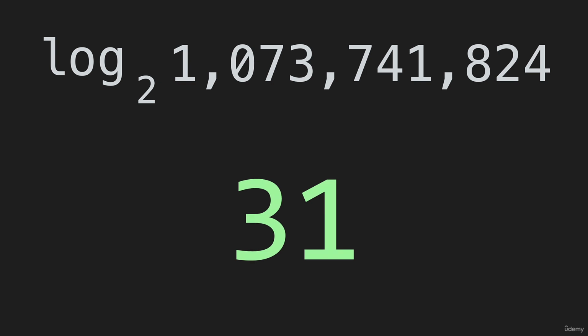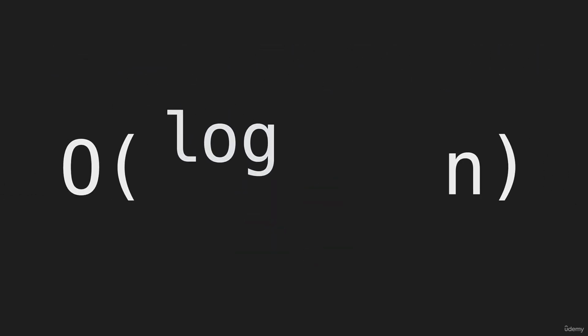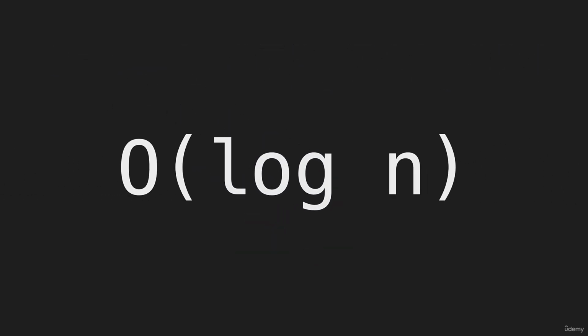So if you had an array with 1 billion items in it, and you were going to iterate through that array linearly to find something, and what you were looking for was the last item, you would have to look at 1 billion items to find it. But if you use divide and conquer, you could find any item in that array in 31 steps. And that is the power of O of log n.